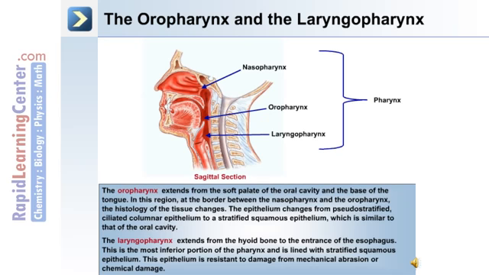The laryngeal pharynx extends from the hyoid bone to the entrance of the esophagus. This is the most inferior portion of the pharynx, and it's lined with stratified squamous epithelium. This epithelium is resistant to damage from mechanical abrasion or chemical damage.